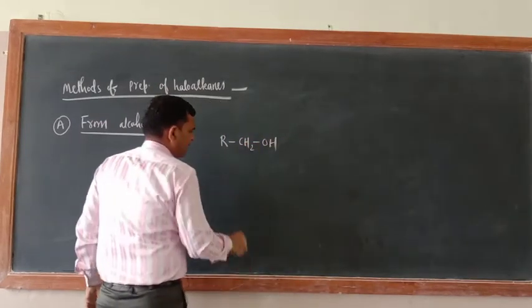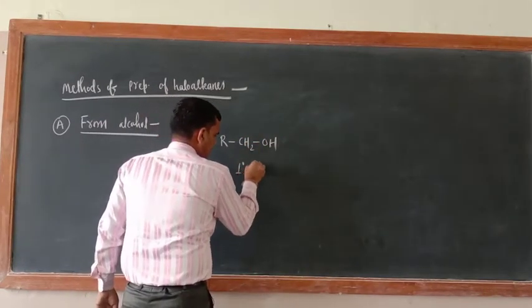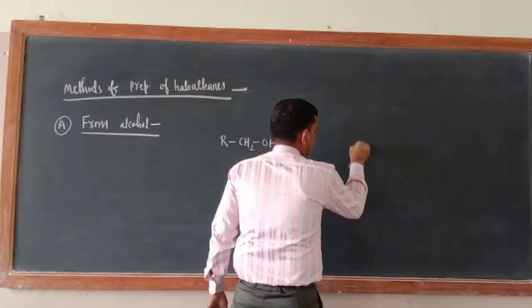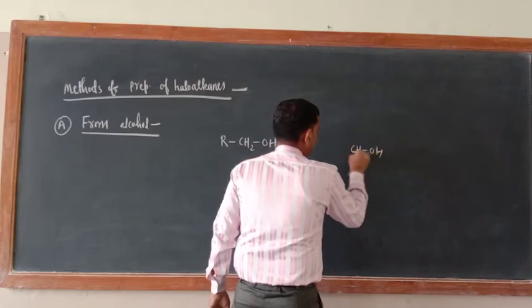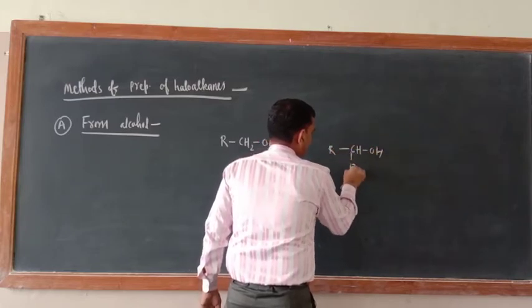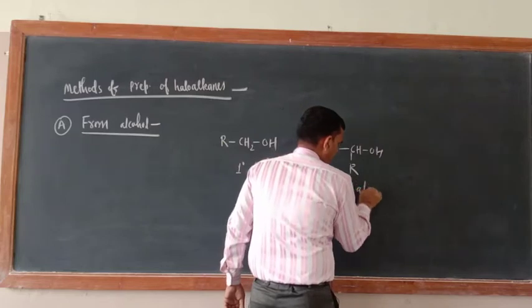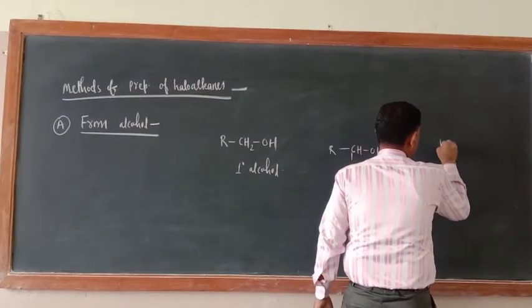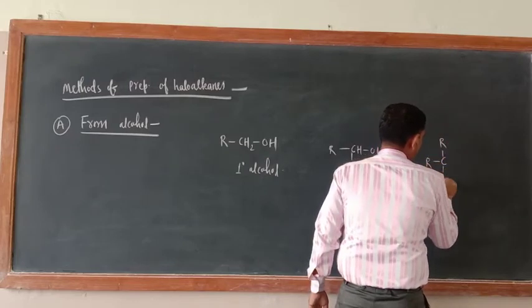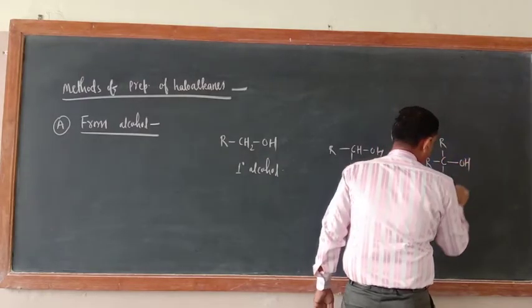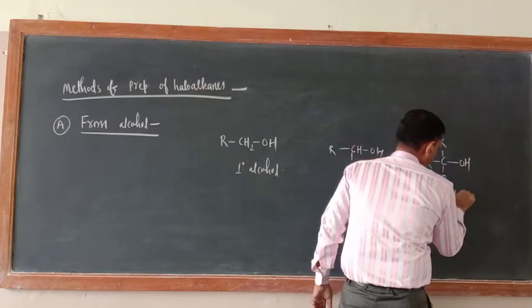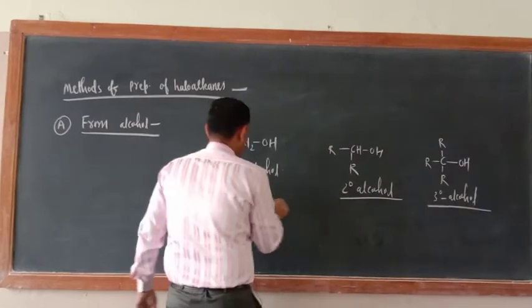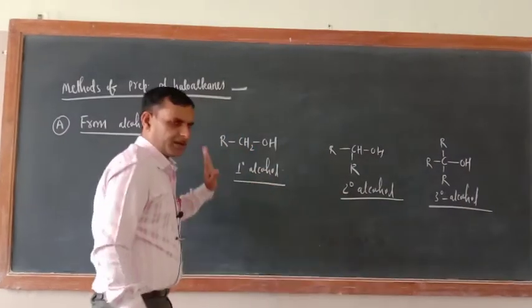RCH2OH. This is 1 degree alcohol. Now R2CHOH, with R here. This is 2 degree alcohol. And this is C with R, R and R. This is 3 degree alcohol. This is 2 degree, this is 1 degree alcohol. No problem at all.